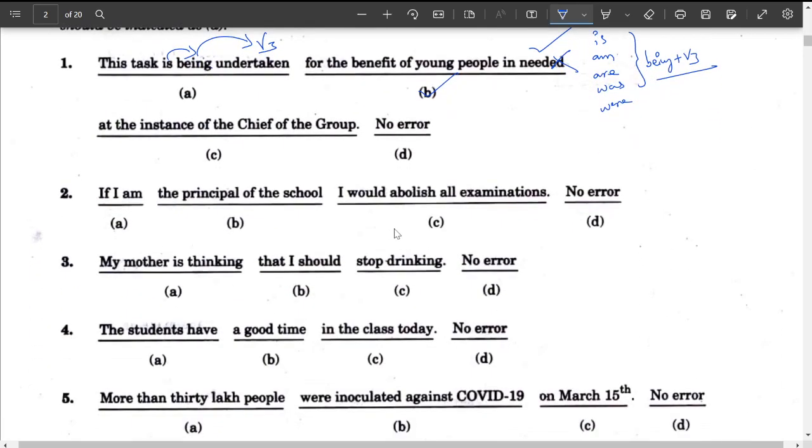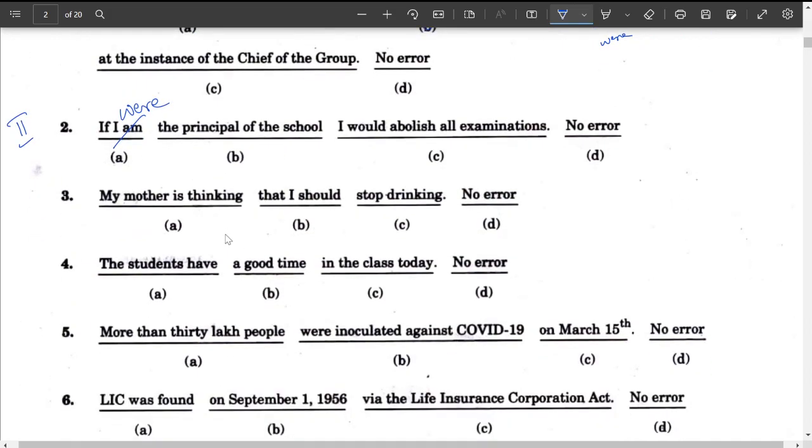Next. If I'm the principal of the school, I would abolish all examinations. This is an if conditional case here. This is the second if conditional. If conditionals, there are 3. In the imaginary case, whenever you are referring to something which is an unfulfilled case, remember it is always were. He were, I were, you were, they were. All the subjects I, we, you, they, he, she, it must be used only with were in the case of imaginary if conditionals.